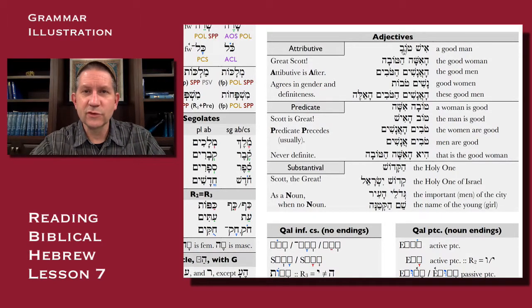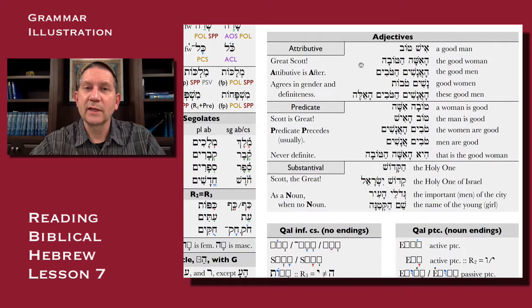Here we have ish tov, and the Hebrew would be a man, a good one, and English would be a good man. So we're remembering that attributive is after, and attributives are agreeing in gender, number, and definiteness. Both of these are masculine singular, and neither one has the article. The second example, ha'isha ha'tova, is the woman, the good one, or the good woman. And you can see that both are articular, they're both definite, both are feminine and singular.